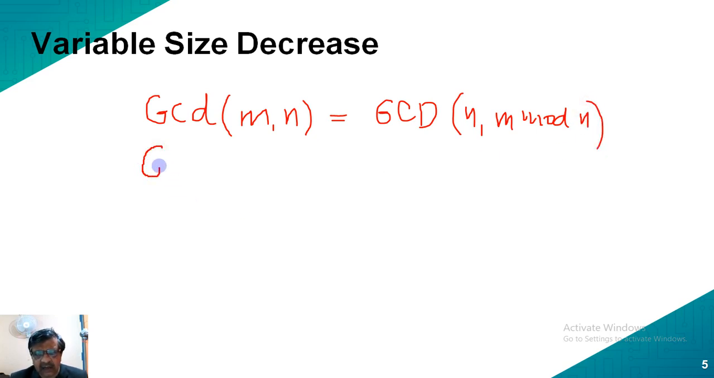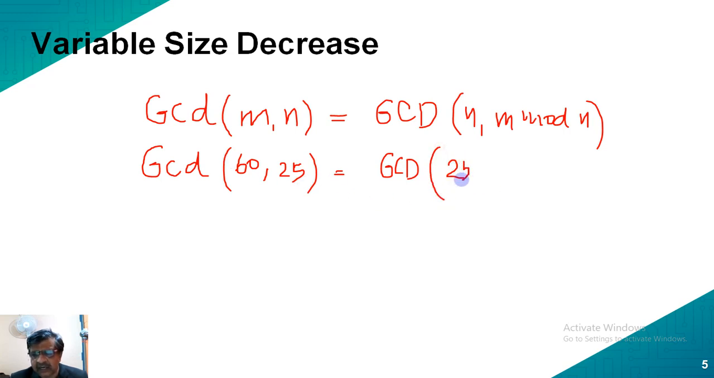We'll take an example. We will see how exactly the instance size will go down variable to a variable amount. We will take an example of 60, 25, two integers. It can be written as GCD of n, that is 25, and the second number becomes m mod n. M mod n means 60 divided by 25 and whatever remainder comes back. 25 twos are 50 and what remains is 10. Now you can see 60 became 10. That is a drastic reduction that you can notice.